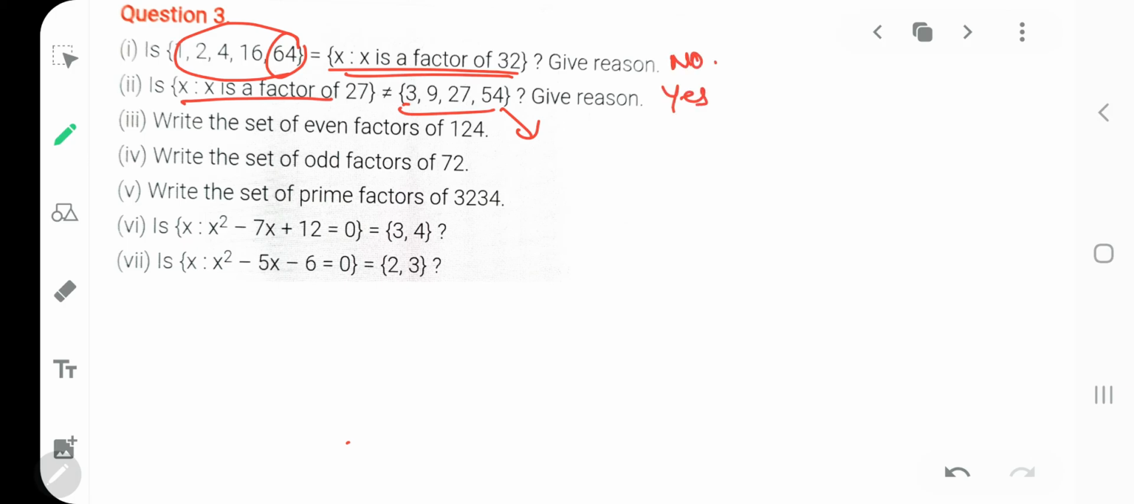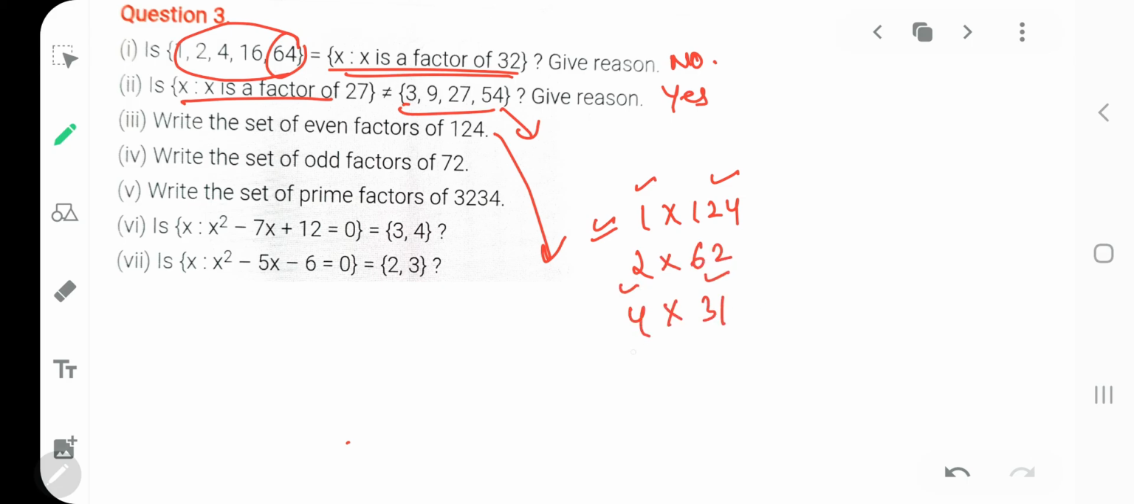Yes, this is no. Write the set of even factors of 124. Now which will be the factors of 124? Let's see. 124 in the table of 1 gives you two factors, 1 and 124. In the table of 2, 62, so 2 and 62. In the table of 4, 31, so 4 and 31. So now my dear kids, you have to present them in elements form. Sorry, it is the set of even numbers, so only even numbers you have to take.